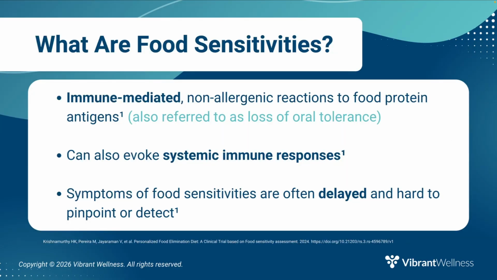Food sensitivities are immune-mediated, non-IgE allergenic reactions to food protein antigens, in which antigens bind to antibodies and form an antigen-antibody immune complex. Food sensitivities are also referred to as loss of oral tolerance, which is what happens when the intestinal immune system forms immune-based reactions to commonly consumed and typically harmless foods or antigens. This process can also evoke systemic immune responses.